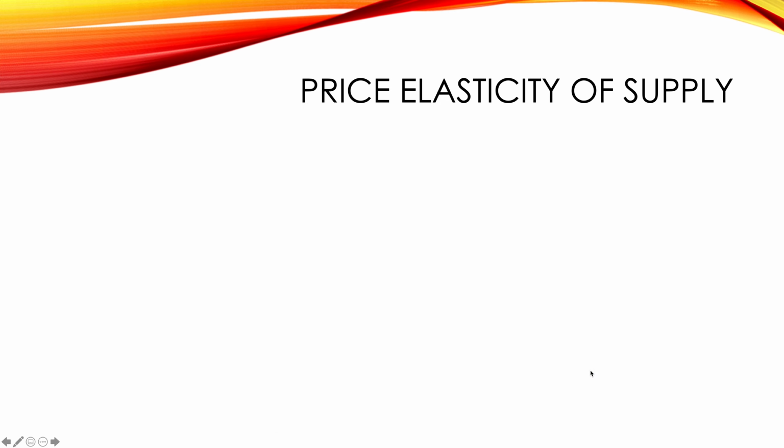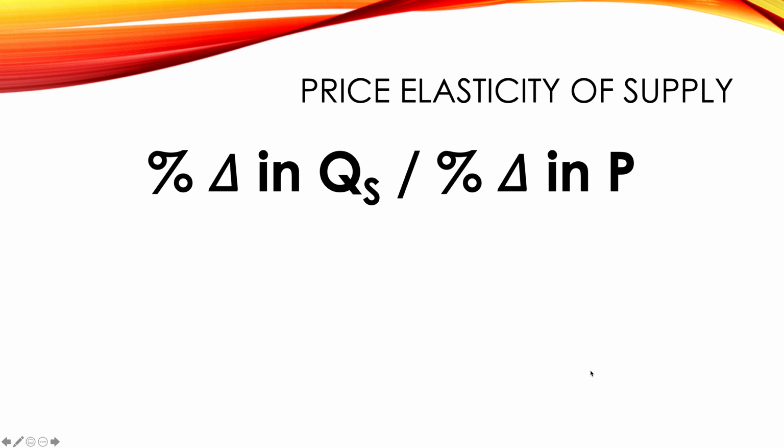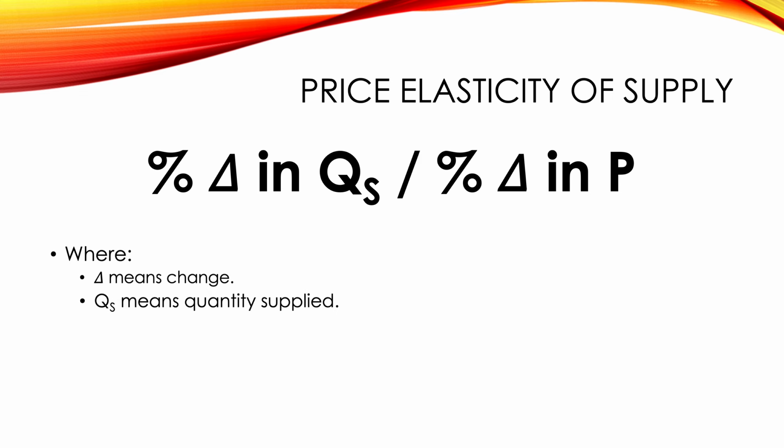Calculating price elasticity of supply is almost exactly like the formula for calculating price elasticity of demand, except for one little difference: we changed the letter D to the letter S. So all you have to do is find the percentage change in quantity supplied and then divide that by the percentage change in the price. And again, delta just means change. Quantity supplied is QS, and P means price.